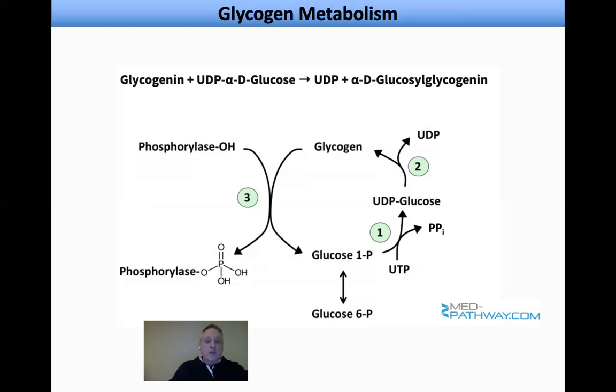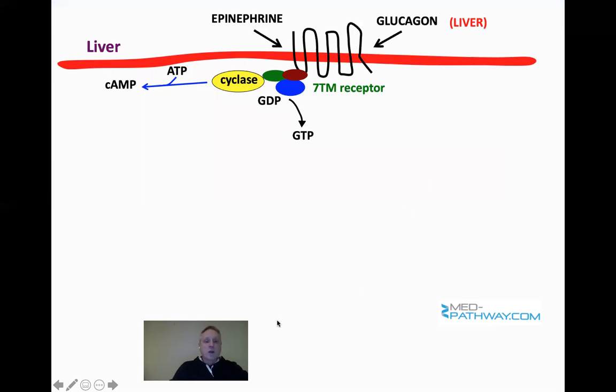There's also branching and debranching enzymes. They're not shown here, but debranching enzymes are involved in degradation of glycogen, whereas branching enzymes are used when you synthesize glycogen. So let's take a look at the signaling pathways that regulate glycogen breakdown.